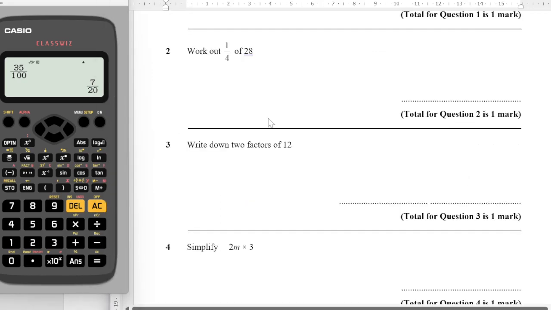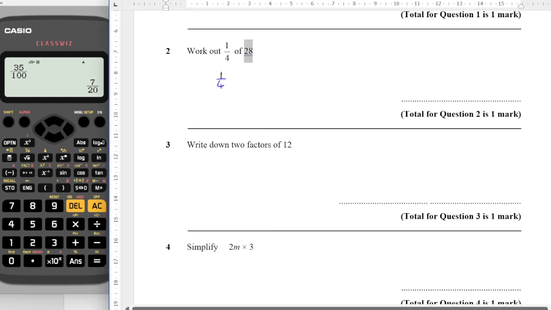Question 2, work out a quarter of 28. So we can type this in as a quarter times by 28. If we needed to, use our calculator for it, or halve it twice. So half of it would be 14, half of it again would be 7.